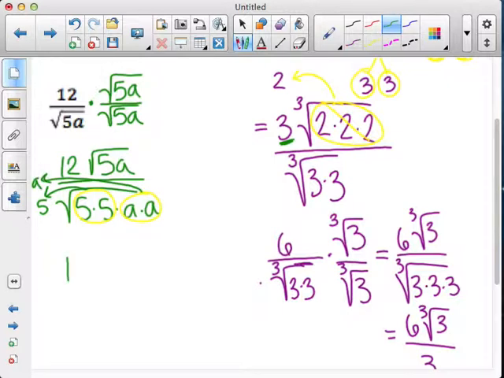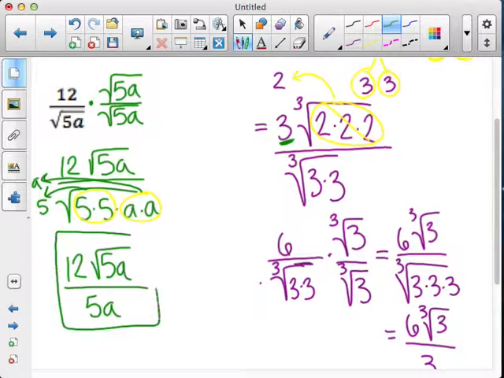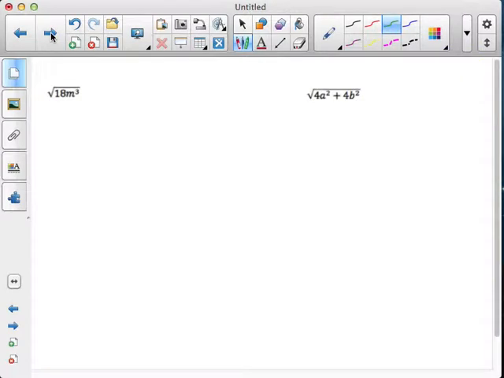So in the numerator, I have 12 square root 5a. In the denominator, I had 5a. And nothing cancels, so that's it. Our denominator is rationalized. We don't have any square roots in the denominator. All right, 2 more examples here.